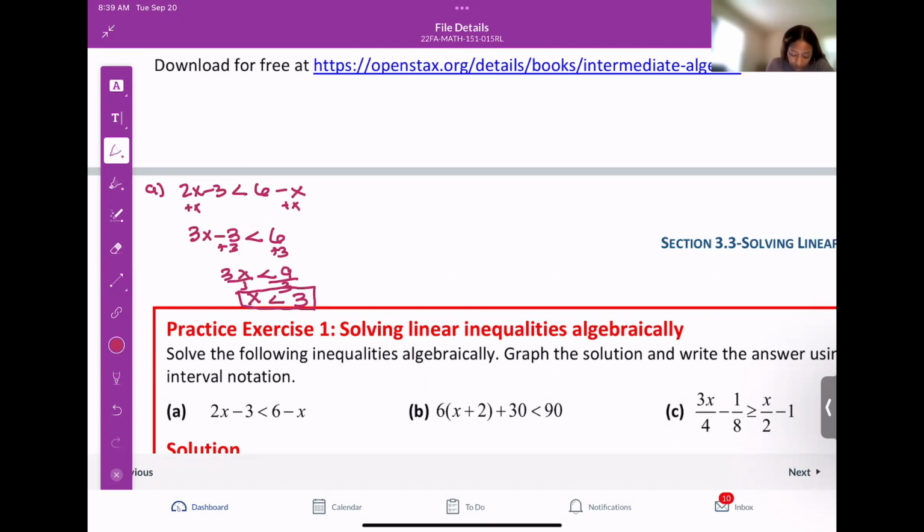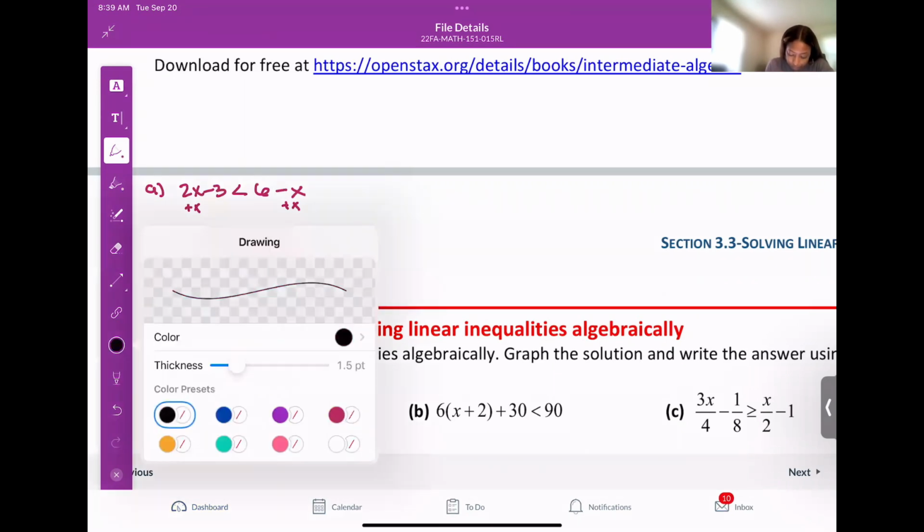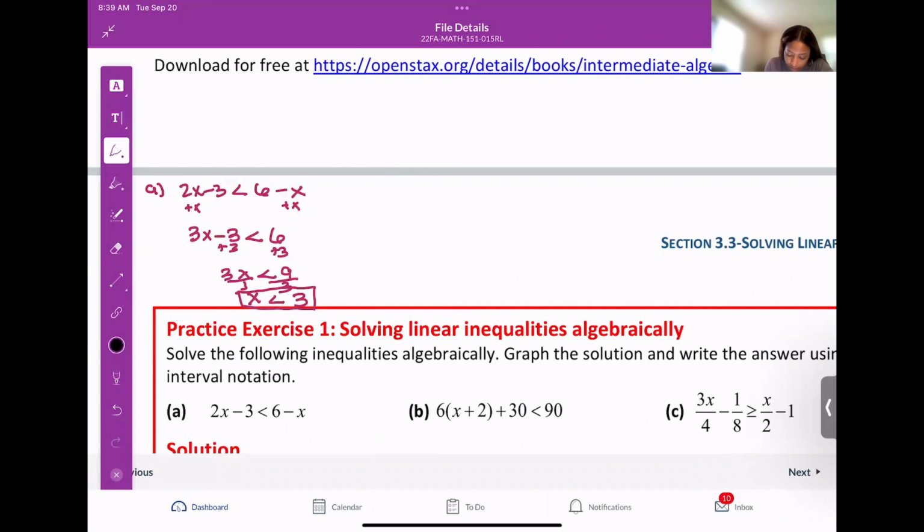So how do we graph x is less than 3? On a number line, if that's 0, then 1, 2, 3, there's 3. We want to start off with a number line and identify where the 3 is. Is the 3 included in our solution? You always want to ask yourself that first. And the answer is no, because we only have a less than symbol, not a less than or equal to symbol. So 3 is not included in the solution.